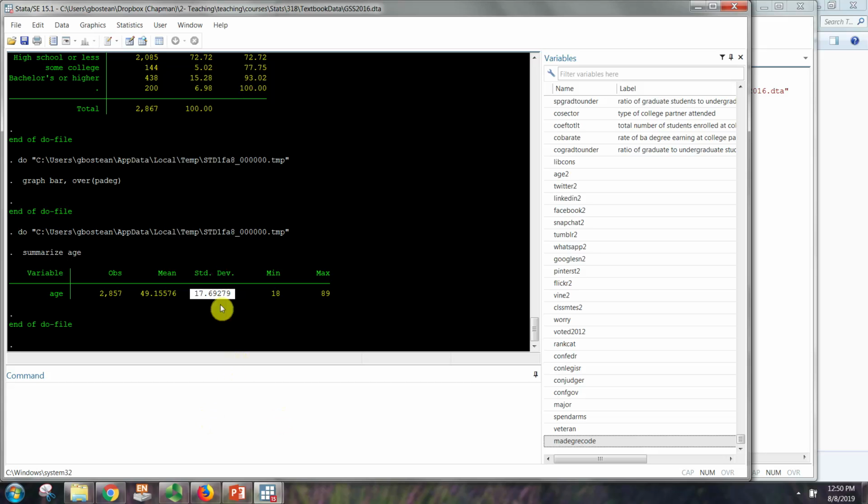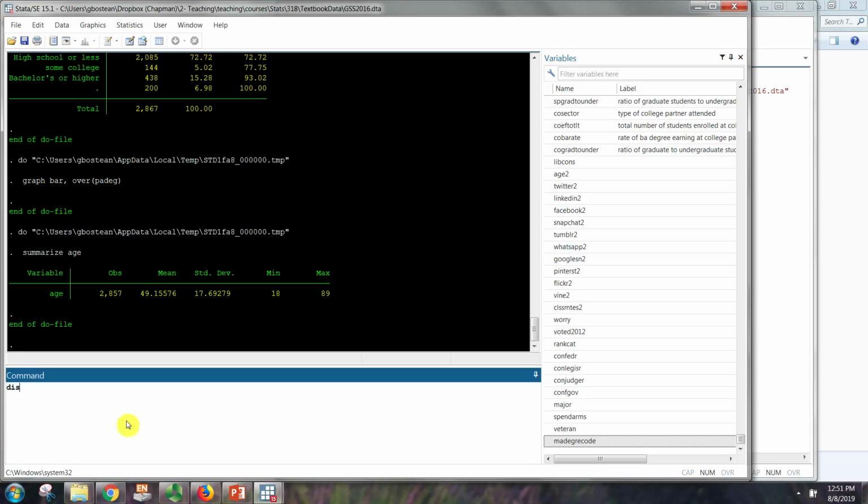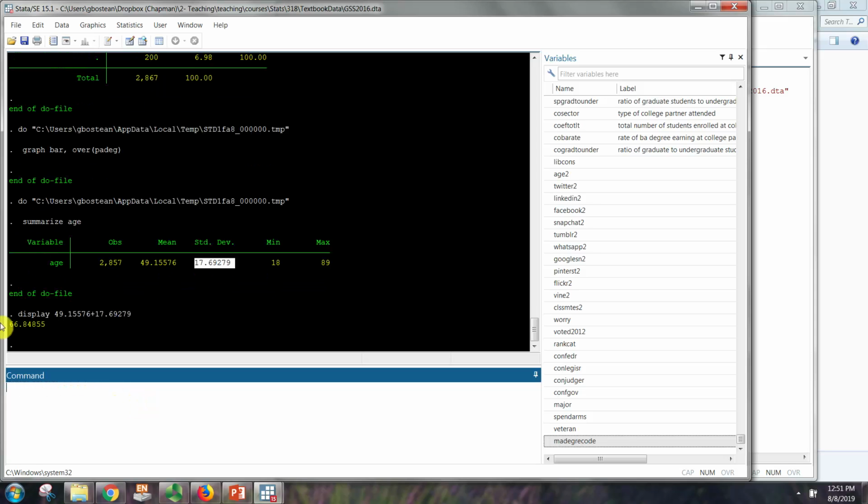So we'll get into this a little bit later in the semester, but one of the things that you'll learn about data distributions is that 68% of people will fall within one standard deviation of the mean. And I'm just going to do a quick display command here that will allow us to calculate what that range would be. So we could calculate what the range would be for one standard deviation distance above and below the mean.